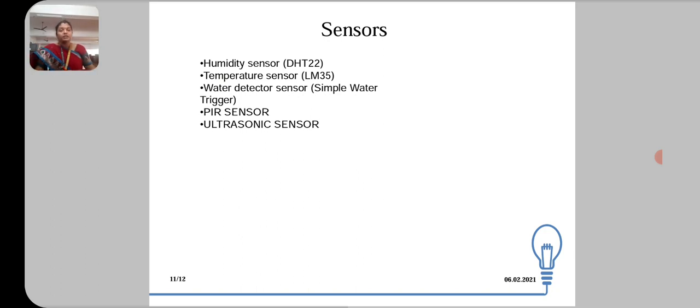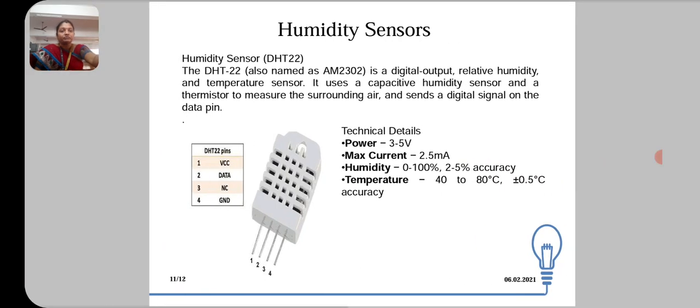used in IoT. The first one is humidity sensor. The number is DHT22. The DHT22 is a digital humidity and temperature sensor that uses a capacitive humidity sensor and a thermistor to measure the relative humidity and the temperature of the environment. It has a high accuracy and can operate over a wide range of temperature and humidities. The technical details are the power is up to 3 to 5 volt, the maximum current 2.5 milliamps and humidity 0 to 100%, 2.5% accuracy, temperature 40 to 80 degrees Celsius.